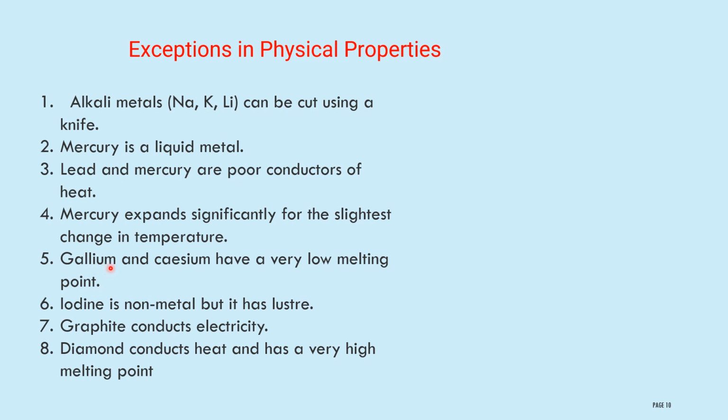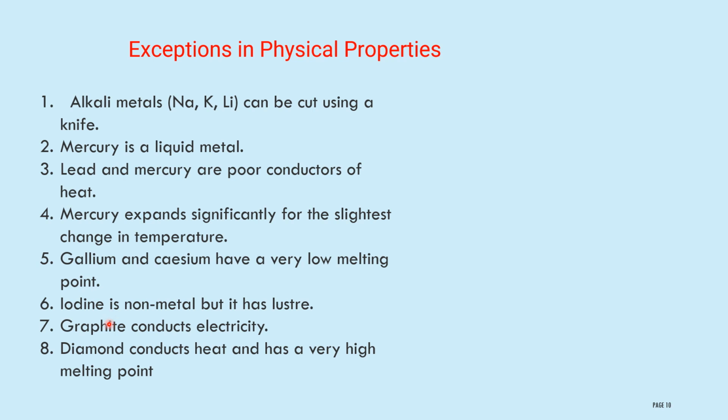Then fifth one, gallium and cesium have a very low melting point. Almost all metals have a very high boiling point and melting point, but here the exception is gallium and cesium, which have a very low melting point. Sixth, iodine is a non-metal, but it has a luster. Almost all non-metals do not show any luster. Luster is nothing but the shining property. Almost all non-metals will not shine. Only iodine shows the shining property. Therefore, it has a luster.